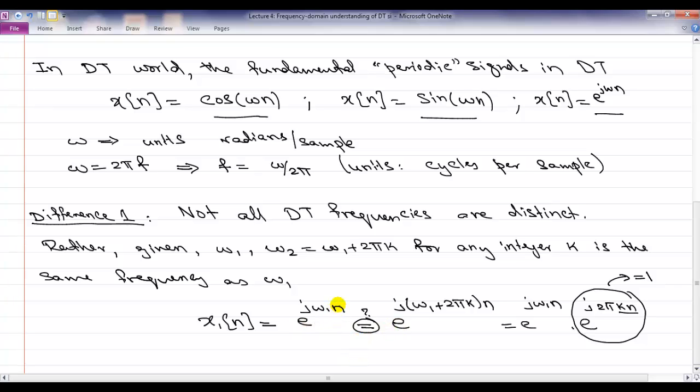So what this means is that whether I have a frequency omega 1 or I add some multiple of 2 pi to that frequency, my signal looks exactly the same. Okay? In other words, I only have a certain range of frequencies in which my frequencies are distinct, and after that frequencies start repeating themselves. Or the discrete time frequencies are periodic with a period of 2 pi.